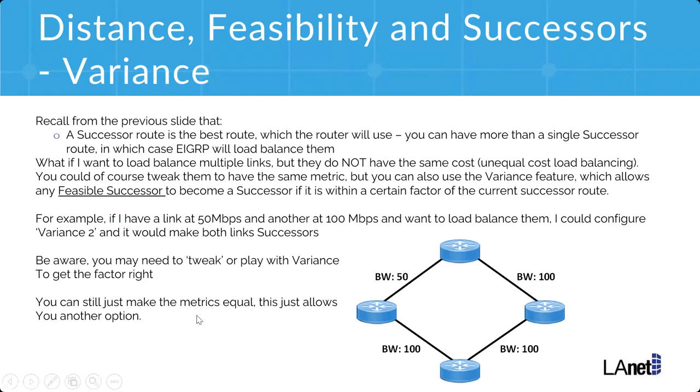Any questions on that? I don't see variance used a lot. I have seen it used a couple of times. It's a very unique feature to EIGRP. And it really relies on those concepts of reported distance and feasible distance, etc. Okay, looks good.